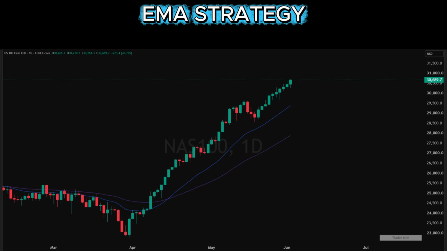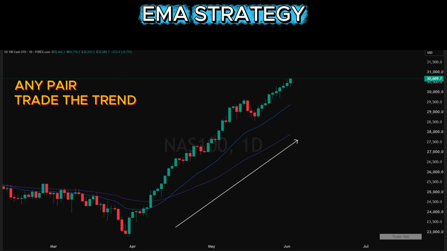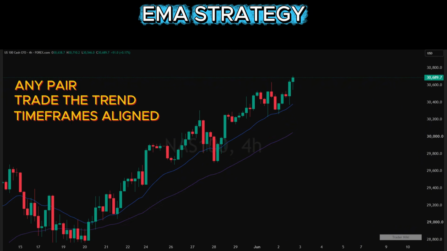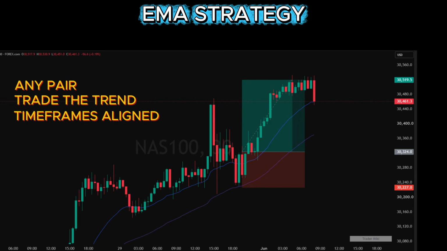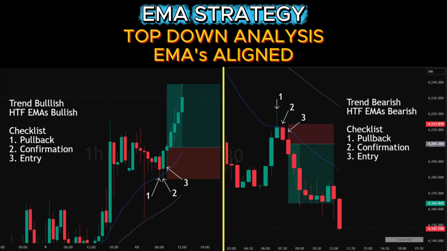So to recap, you can use this strategy with any pair. It works best with trending markets, and it has the highest probability trades when every time frame is aligned. Remember, it's a 3-candle strategy. The first candle is the pullback candle, which pulls back towards the EMA but closes within the EMA. The second candle is the confirmation candle, which pushes away from the EMA in the direction of the trend. And third is the entry candle, which uses the highs and lows of the confirmation candle.